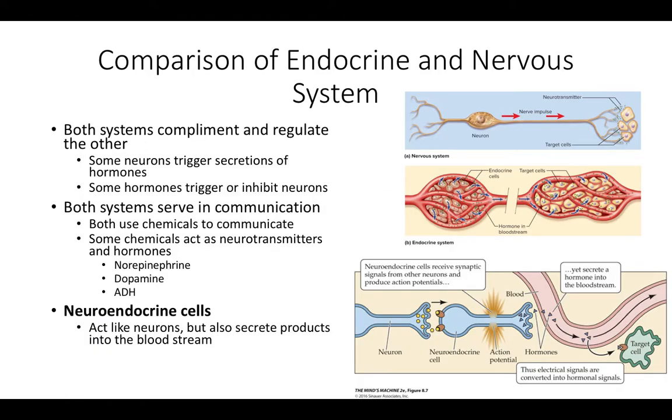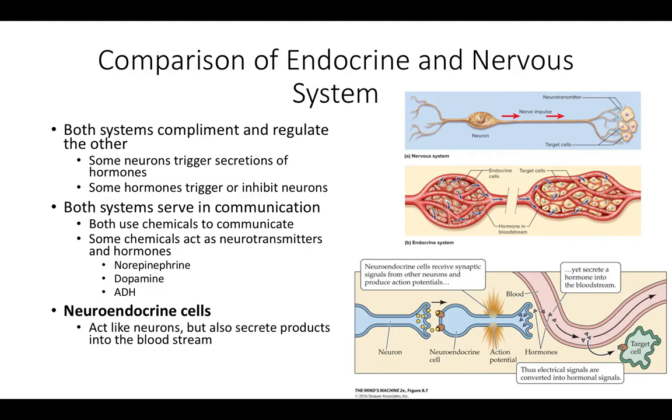Okay, so now we're going to spend some time comparing the endocrine system and the nervous system. And the reason we want to make this comparison is because both of these systems function in communication. So one of these systems is not only going to complement the other, but they'll also regulate the other. And so what I mean by that is we have some neurons in our body that are going to target a gland, an endocrine gland, and in response that endocrine gland will release hormones. Okay, so some neurons trigger the secretion of hormones. On the flip side of that, we also have hormones in our body that will either trigger or inhibit some neurons. Okay, so both of these systems serve in communication.